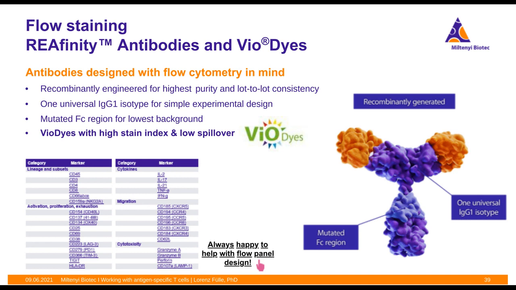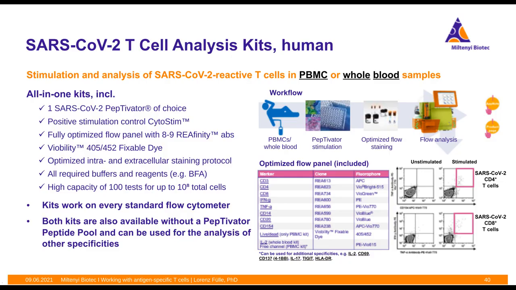Mutated in the Fc region, which prevents the antibody from binding to Fc receptors and therefore also reduces background staining. Coupled with our BioDyes, which have a very high stain index and also low spillover, they're actually the perfect reagents for the analysis of rare cells. For T cells, we cover all the markers that you want to analyze, and we are also always happy to help you with the design of your flow panel.